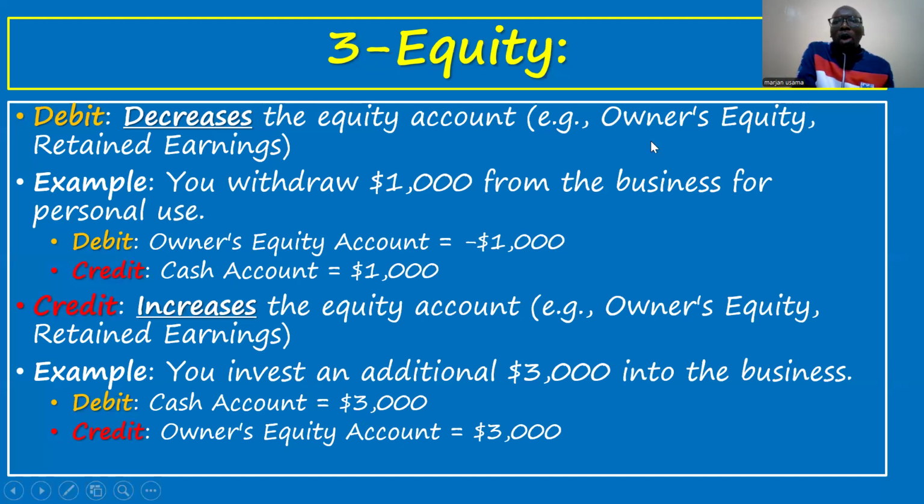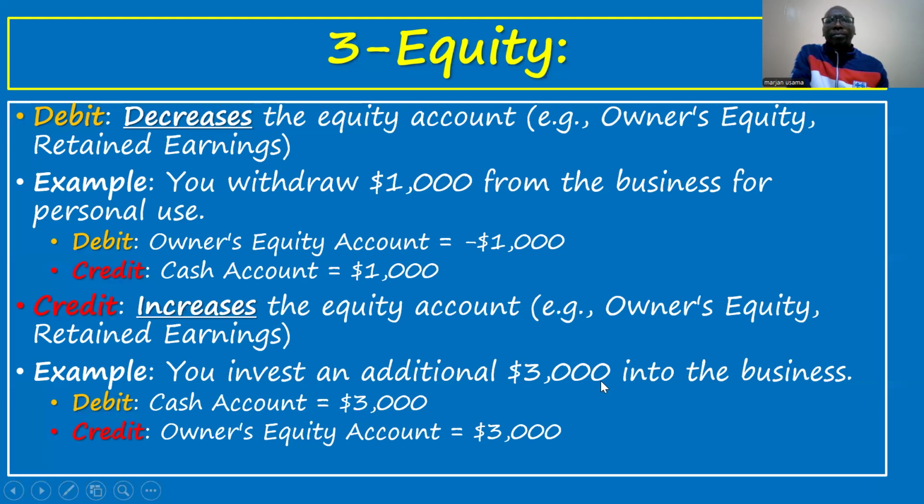Then how am I taking the money? So there is the cash account. I'm taking the money from the cash account or sometimes from the bank account. Then, the equity account increases. So the owner's equity plus the retained earnings. So when the equity increases, we credit it. And when the equity decreases, we debit it.